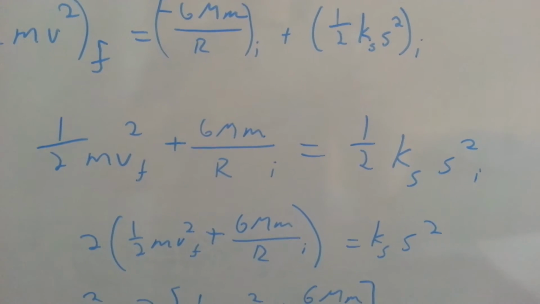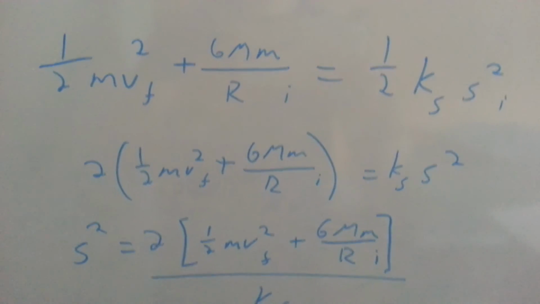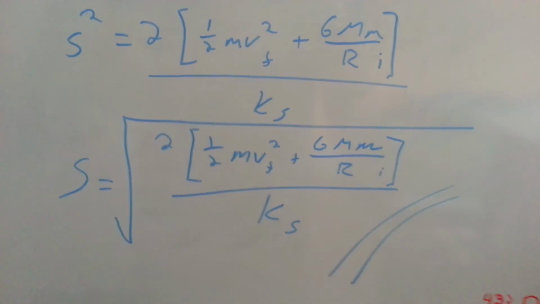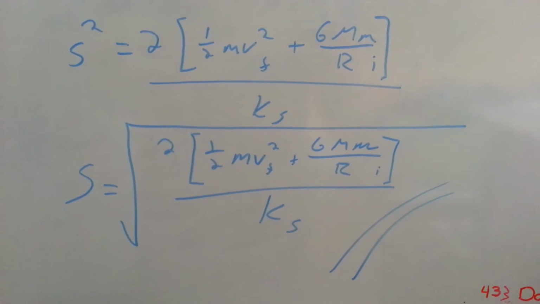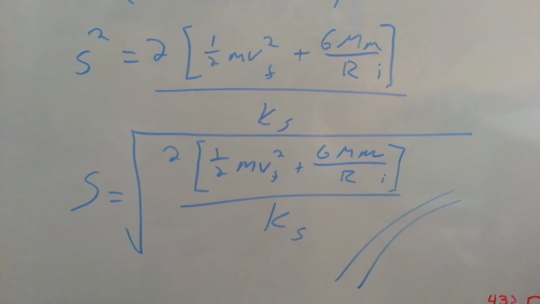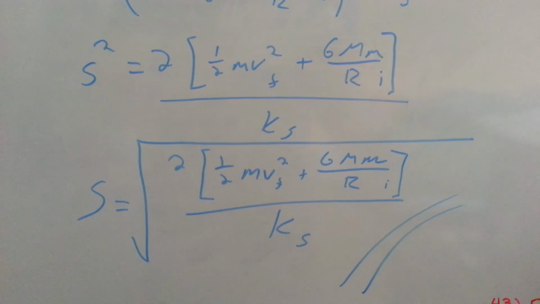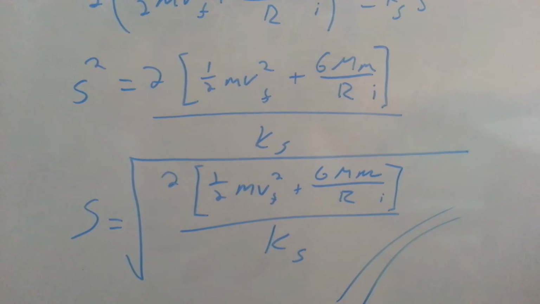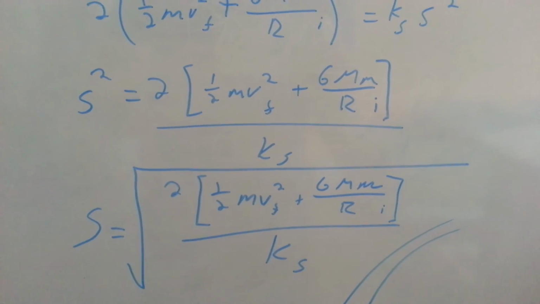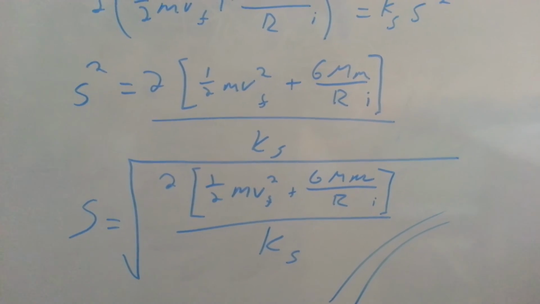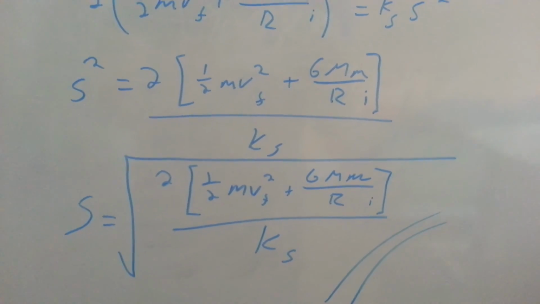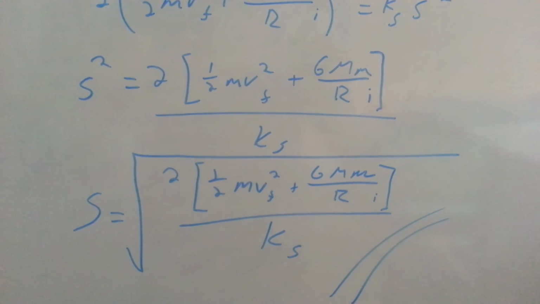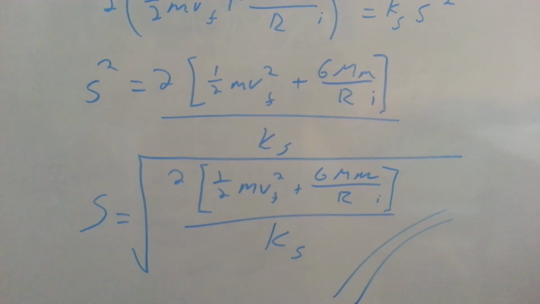What we're going to do is multiply both sides by 2, then divide by Ks, and finally you would take the square root to end up with S equals the square root of 2 times the final kinetic energy plus the initial gravitational potential energy, divided by the stiffness of the spring. And that will give you your value for the compression of the spring in order to make it go away from the asteroid and never come back.